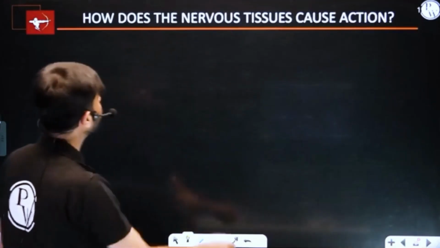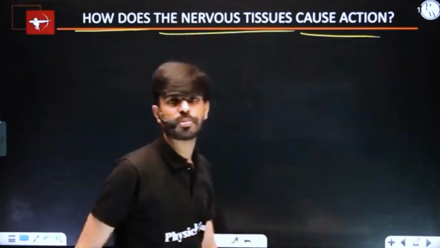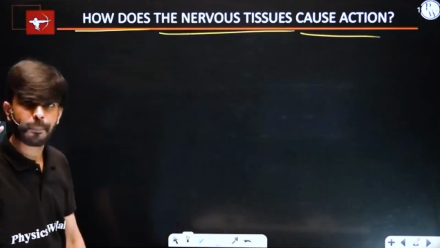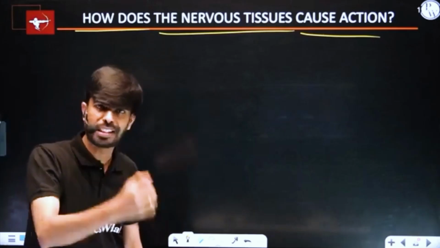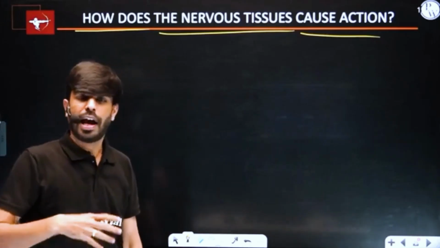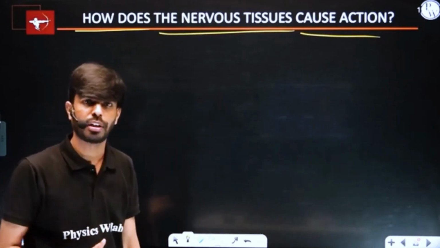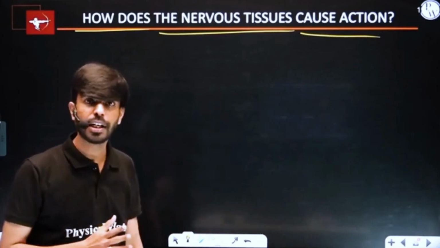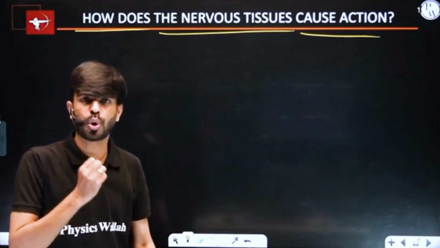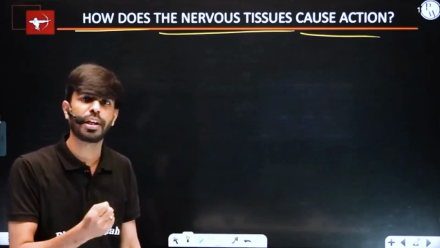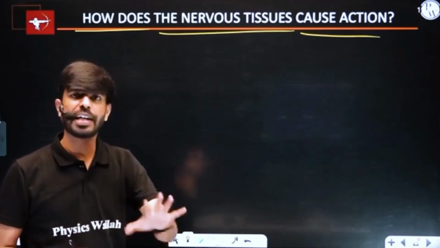Next, how does the nervous tissue cause an action? The nervous tissue is receiving the information with the help of a receptor, and also sending the messages towards the effector with the help of the motor neuron. It sends the response. Now, how are these muscles, these effectors, showing the response towards the external stimuli? That should be in a particular direction.